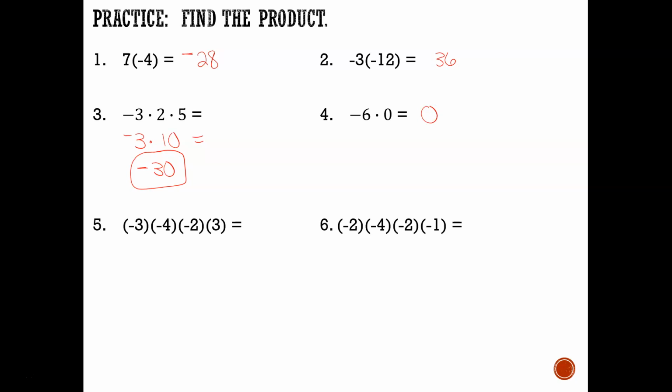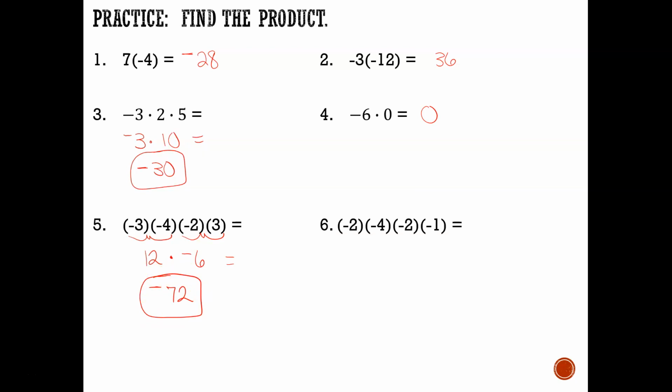And then number 5, we've got 4 numbers to multiply. Again, it does not matter the order. I'm going to go ahead and do these 2 together first. 3 times 4 is 12. Same signs, positive 12. And then we'll do these 2. So I'm going to put a dot here for multiplying. You could just keep the parentheses if you want. And these have different signs. So we're going to get a negative answer, and 2 times 3 is 6. And 12 times 6 is 72. Different signs, negative answer.